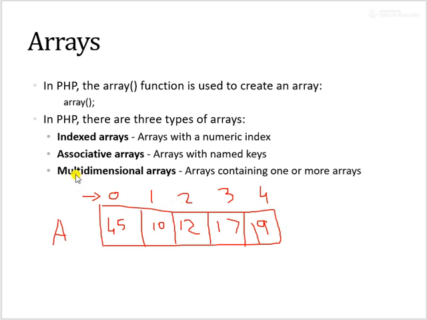But when we are talking about associative arrays, these are arrays with named keys, something you have not experienced before. And multi-dimensional arrays, you know, are arrays containing one or more arrays. Okay, let's start with each array one by one.